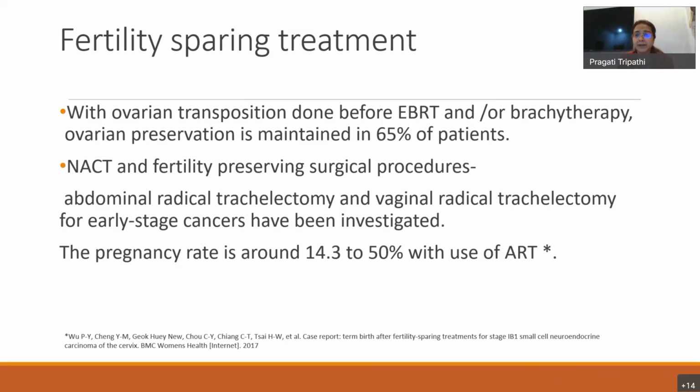And when we go for uterine preservation, there are surgeries like abdominal radical trachelectomy and vaginal radical trachelectomy. And in these cases, even with assisted reproductive techniques, the pregnancy rate was around 14.3 to 50%. It is recommended by NCCN guidelines that because micrometastases and lymph node involvement are more common in neuroendocrine cervical tumors, uterine preservation should not be done.